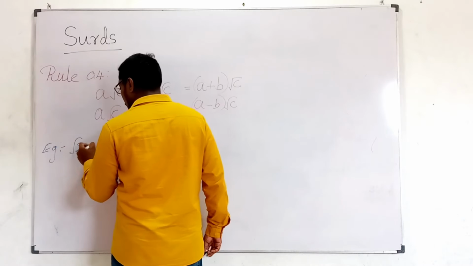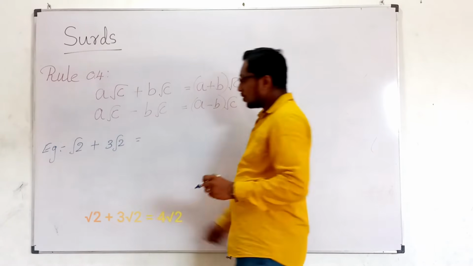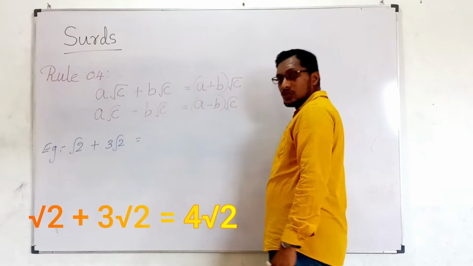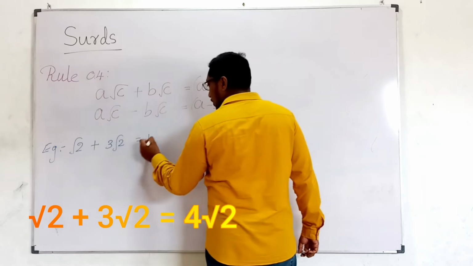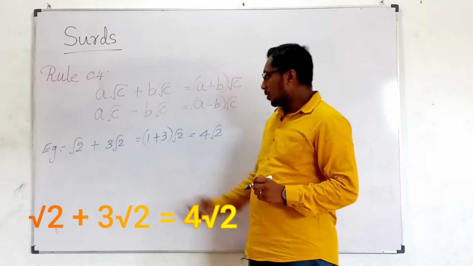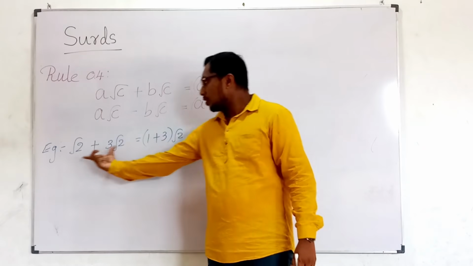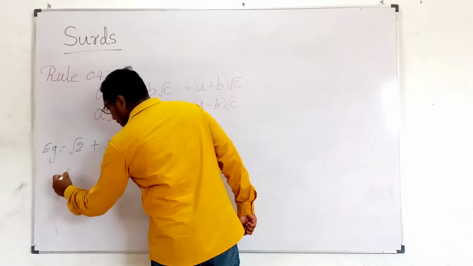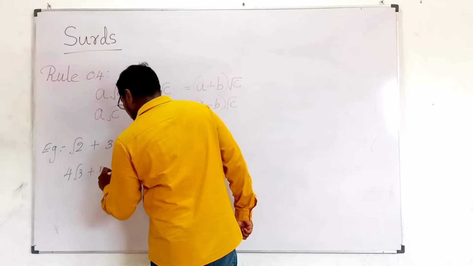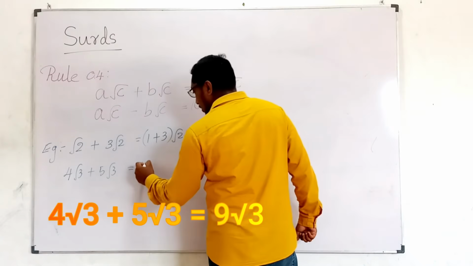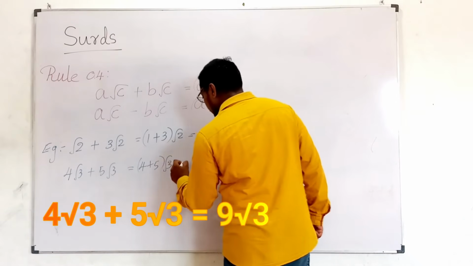So I am going to give a few examples. Root 2 plus 3 root 2, and here there is no number, but we know no number means it's 1. Then 1 plus 3, so it is 4 root 2. So you need not write this step. You can just jump from here to here and get the final answer, right? This line is not essential. How about this? 4 root 3 plus 5 root 3. 4 plus 5 into root 3, 9 root 3.